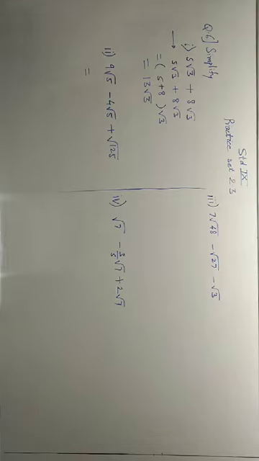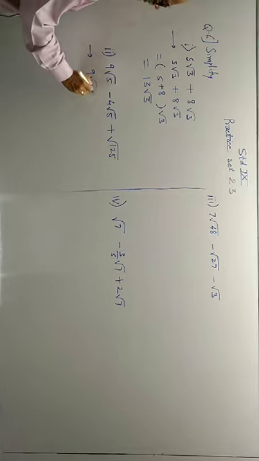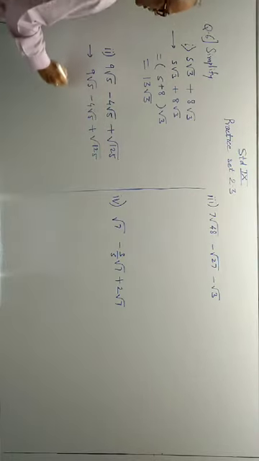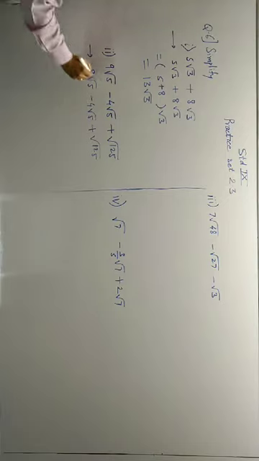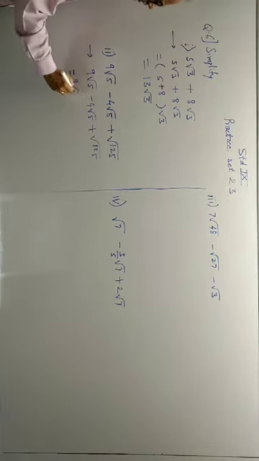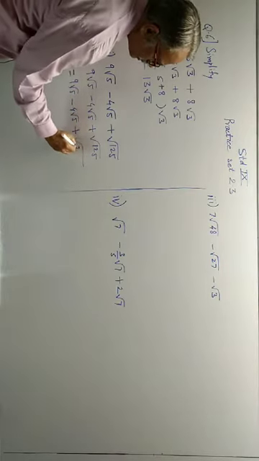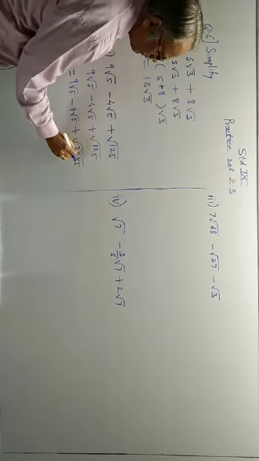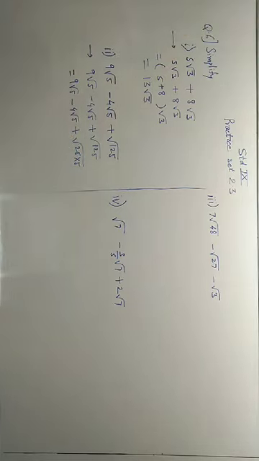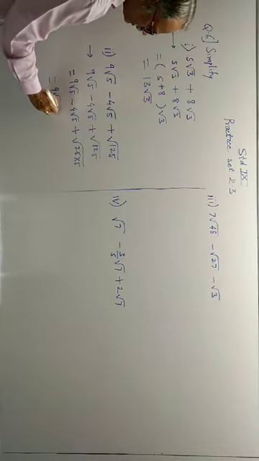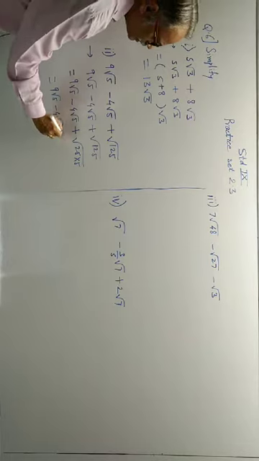Second question is 9 root 5 minus 4 root 5 plus root 125. Once again I will write the question in the answer. Whatever I am writing in the answer, that much must be written in the answer sheet in the examination. 9 root 5 as it is, 4 root 5 as it is. Root 125 we have to write as 25 into 5, a perfect square multiple. That 25 will come out as 5. So it is 9 root 5 minus 4 root 5 plus 5 root 5.